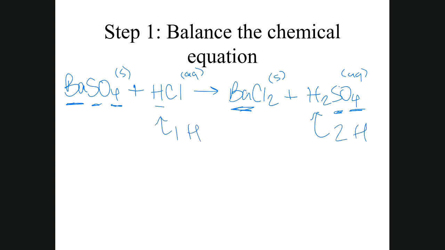So here's our first stoichiometric coefficient. We need to add in a 2 in front of hydrochloric acid. So now we have 2 hydrogens on both sides. And that didn't affect anything over here. So it didn't affect our barium, our sulfur, or our oxygen. But it did affect our chlorine. So now we have 2 chlorines on the left. And look at that, we have 2 chlorines on the right. So this is our best chemical equation. Barium sulfate plus 2HCl goes to barium chloride plus sulfuric acid.